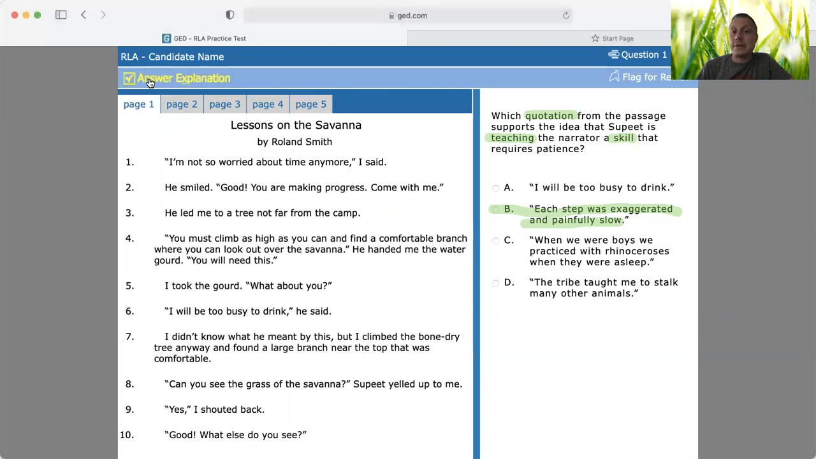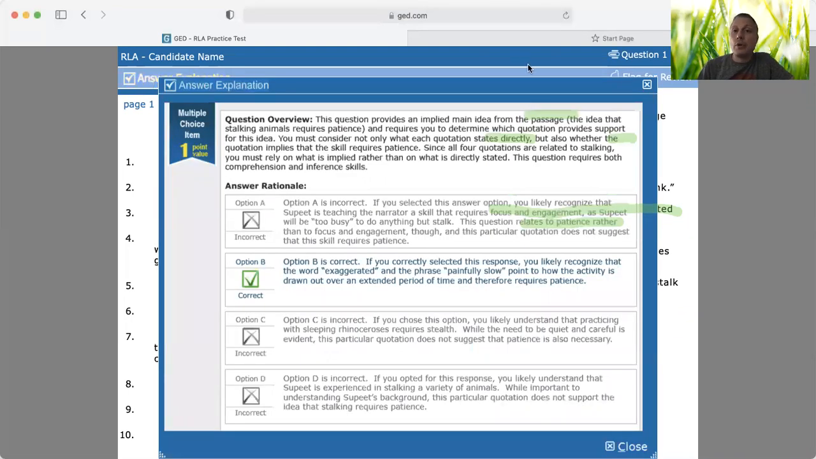If you ever doubt your answer or you want to check, as we said, you always want to go to the answer explanations in here. You click on it and you take a look at the rationale, right? Option B is correct. And they say, if you correctly selected this response, you likely recognized the word exaggerated and the phrase painfully slow point to how the activity is drawn out, right? They're chasing these animals. They're paying attention to their steps. They're in Africa, all these different things here, right?